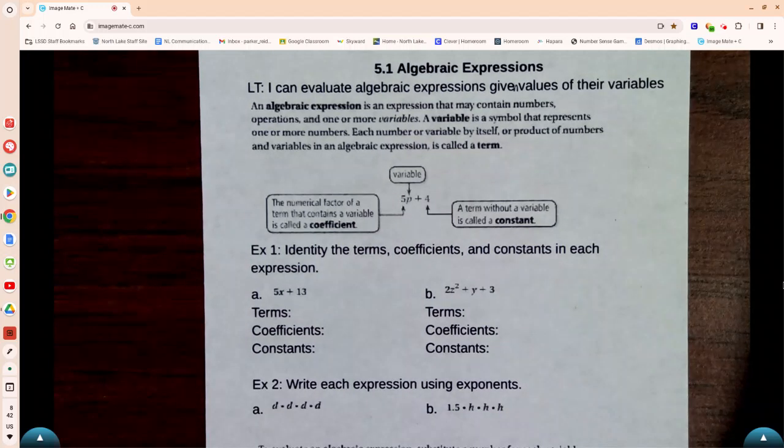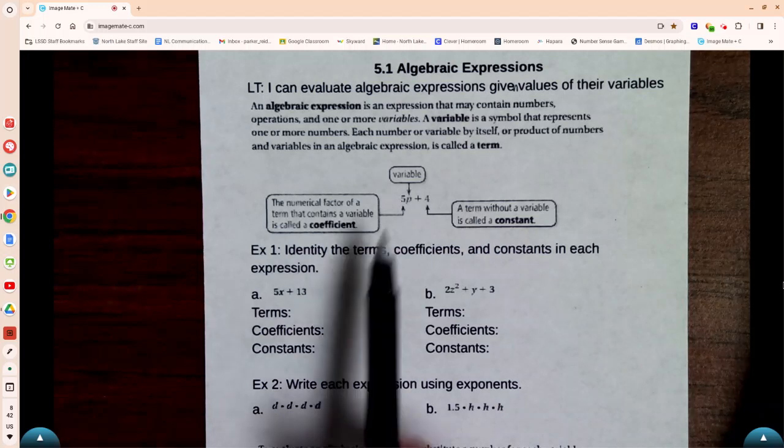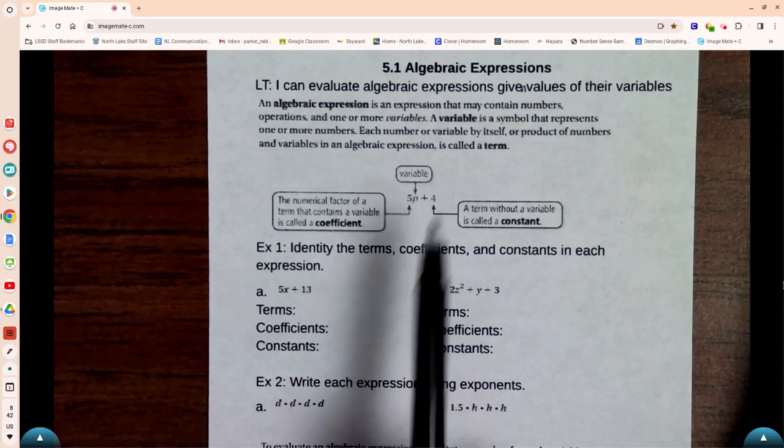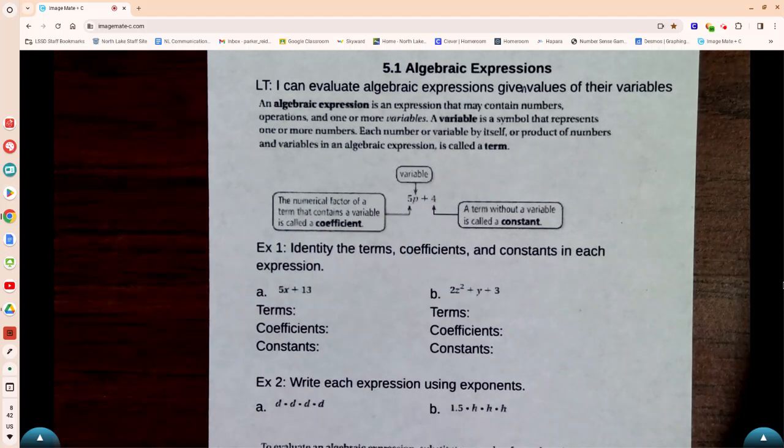Each number or variable by itself or product of numbers and variables in an algebraic expression is called a term. I know that probably sounds really funky. I think it's easier if I just show you an example. Right here, this is called an algebraic expression because it's got numbers, operations, and variables. Does anybody know which thing in here is the variable? Emma? P. Yeah, it's a symbol, P, and it represents an unknown number, and it could represent a variety of numbers. We could put any number we want where that P goes.